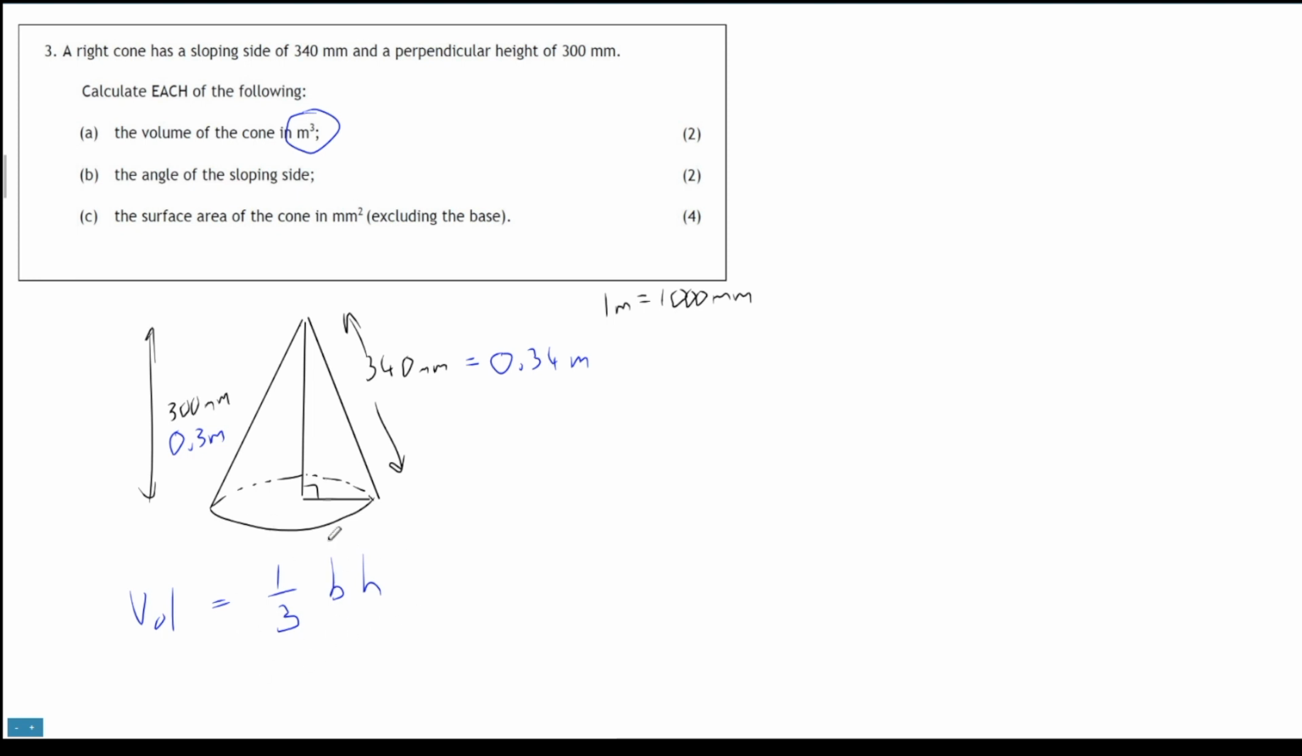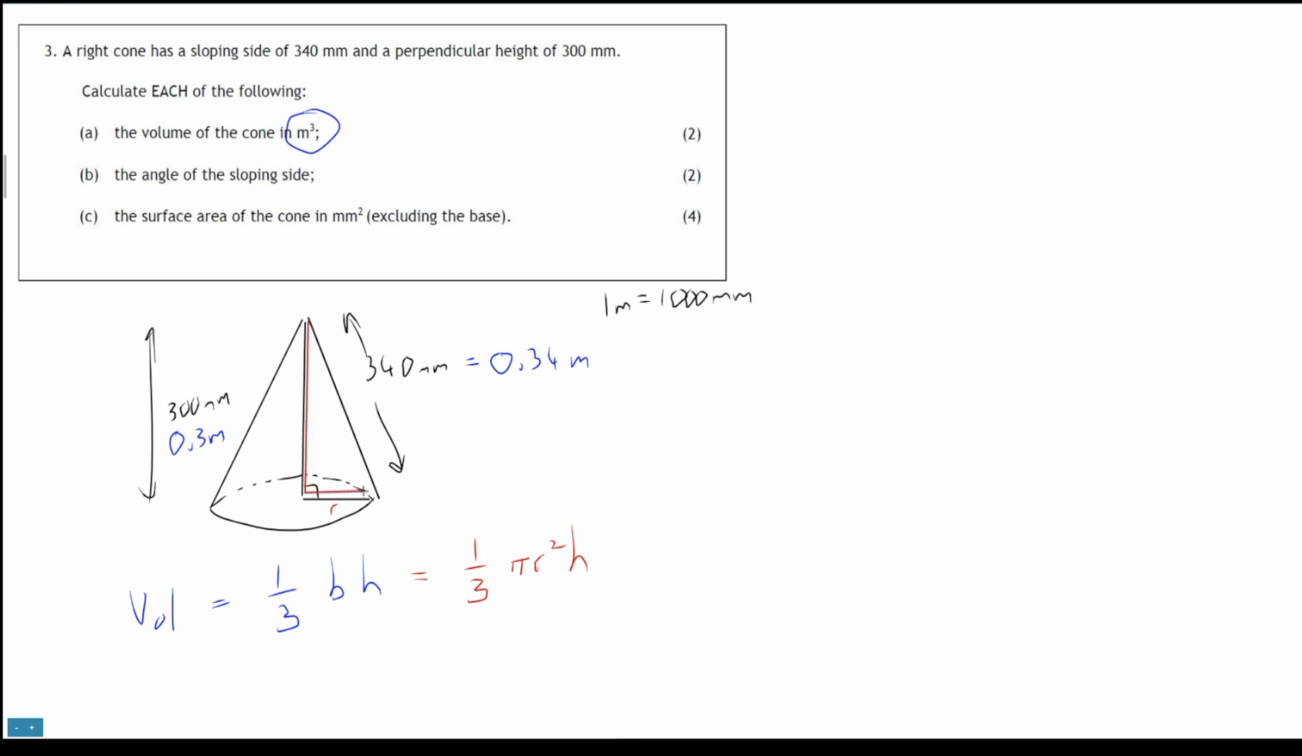So the only thing we're going to do is swap out the base. In this one, the base is a circle, so we're going to use 1/3 of pi r squared times by height. That's great, but the problem is we don't have r. This is r right here. We need to solve a little triangle to get that. So let's do that right now.